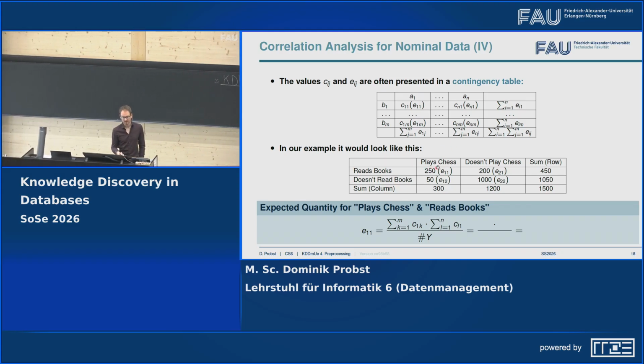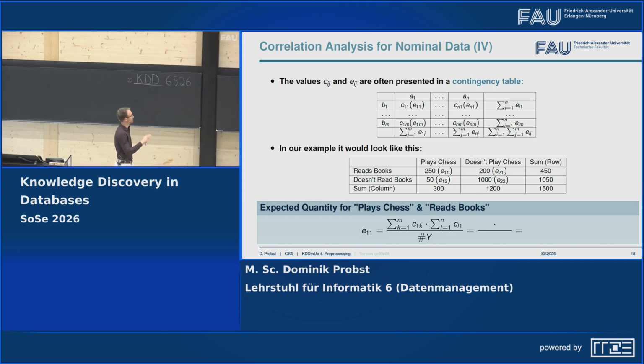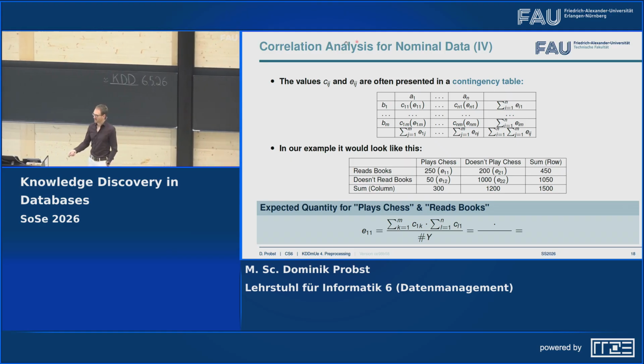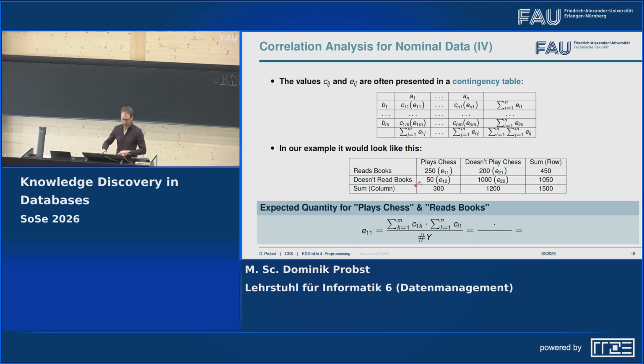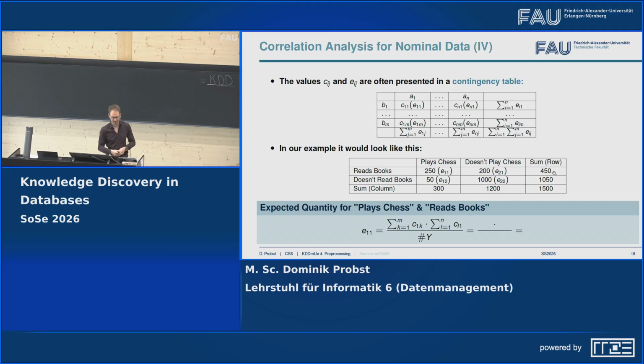So playing chess and reading books in our example happens 250 times, while not playing chess and reading books is happening 200 times. 50 times for not reading books but playing chess, and 1,000 times for not reading books and not playing chess. Pretty simple. We can of course also add up the values per column and per row, but that's pretty obvious, I guess.